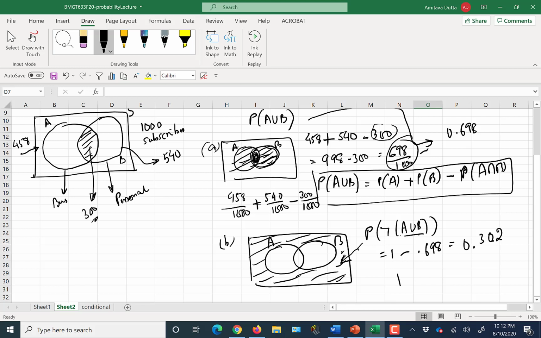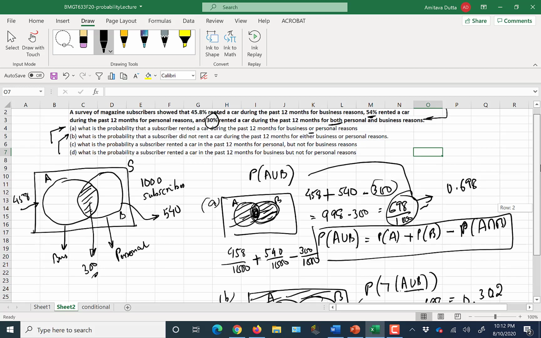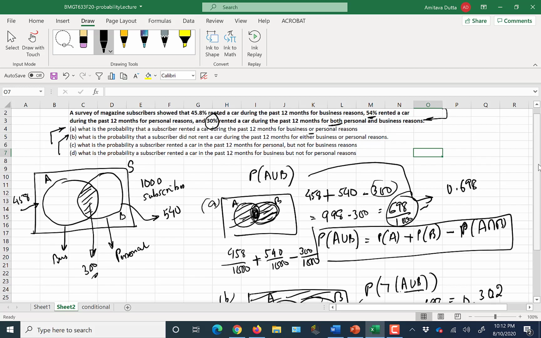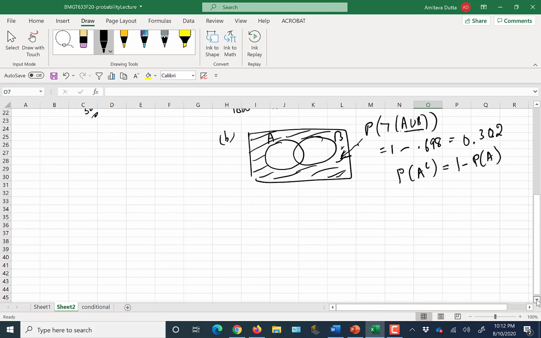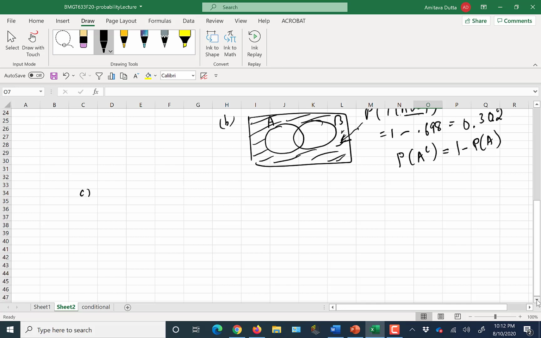So to generalize, the probability of the complement of an event is equal to 1 minus the probability of that event. Okay, so that's working with complements. Now let's look at part C. Part C says, what is the probability a subscriber rented a car for personal reasons but not for business reasons? Let's see again what the picture looks like. So this is part C.